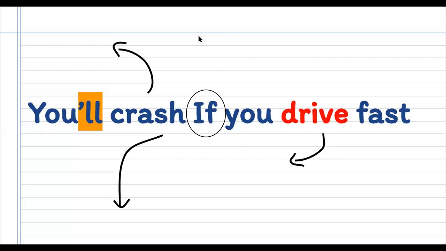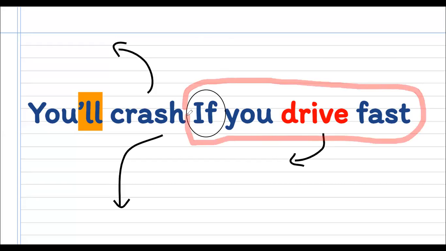So again, here we have the condition. If you drive fast, and on the opposite side, we have the result. Okay, this is the result. If se transforma en coma. Yeah, that's a good example. So when we change the order, the comma disappears. Okay? But it's the same.